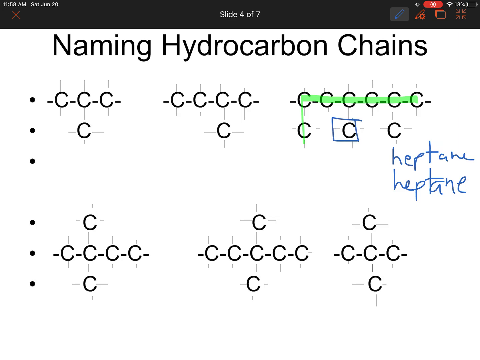Now we have 2 methyls hanging off here, right? But they're not in a row, because don't forget, these are hydrogens in between here. It's not 2 carbons connected in a row. So what's the prefix for 2 of the same, we said? Well, it's di. So instead of saying methyl-methyl, we simply say dimethyl, because there's 2 methyls hanging off, right?